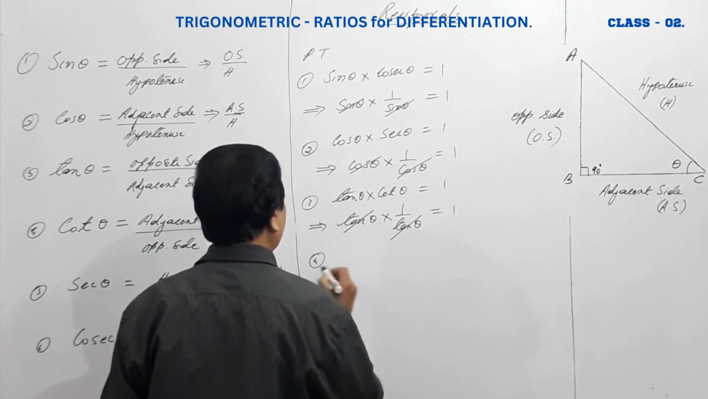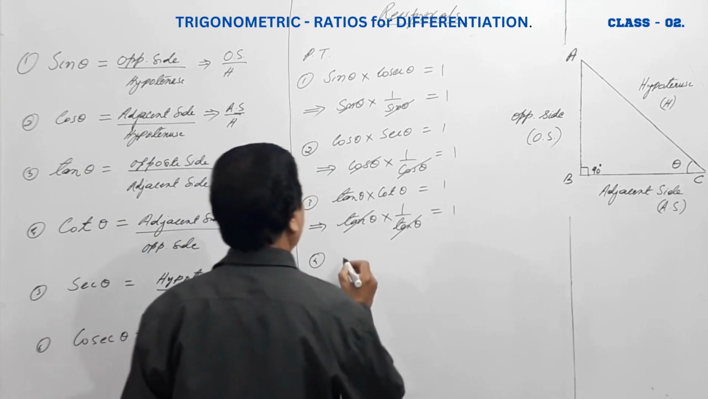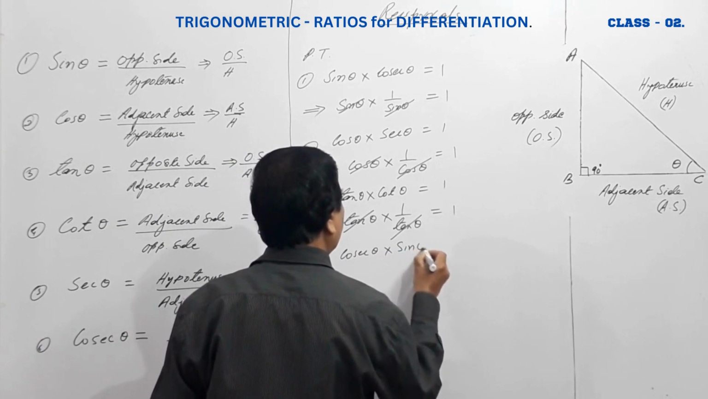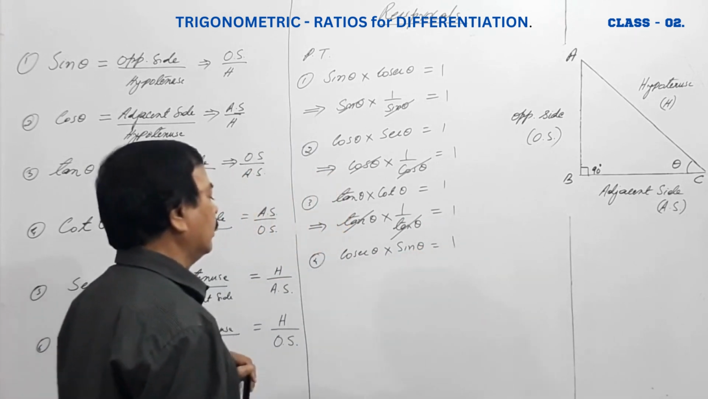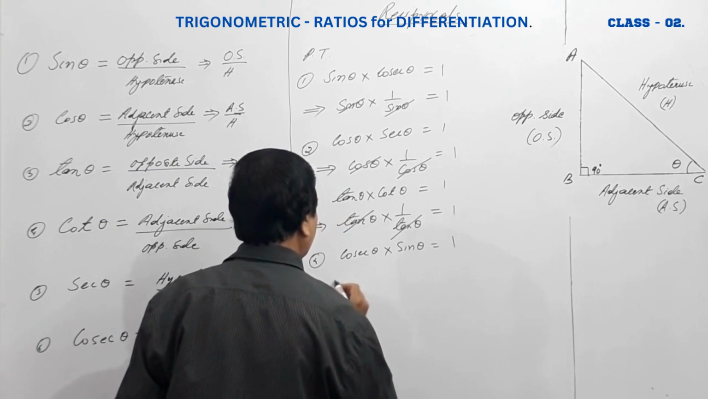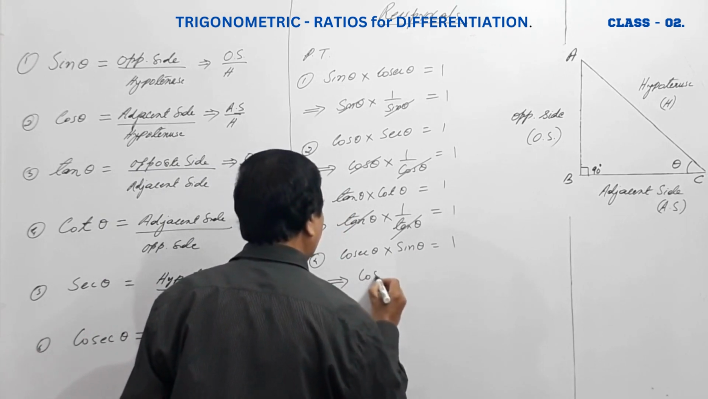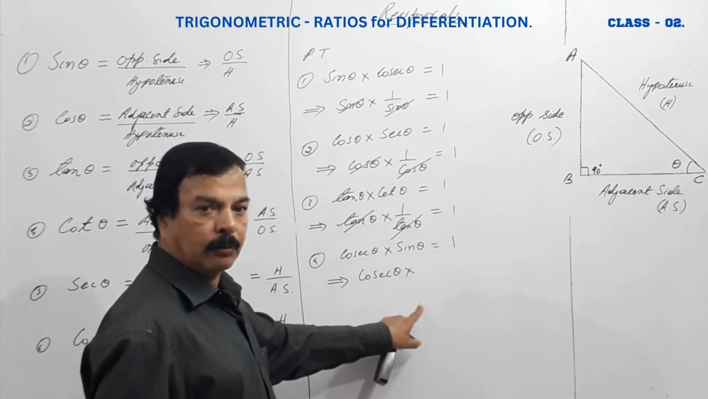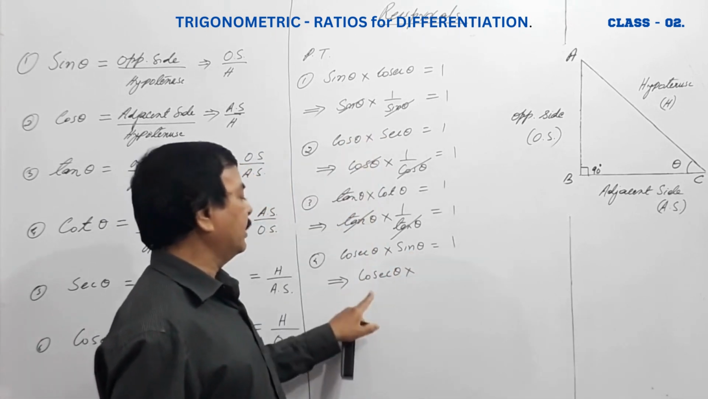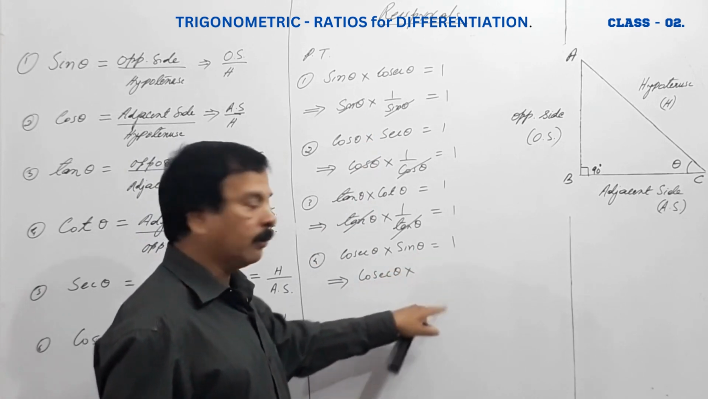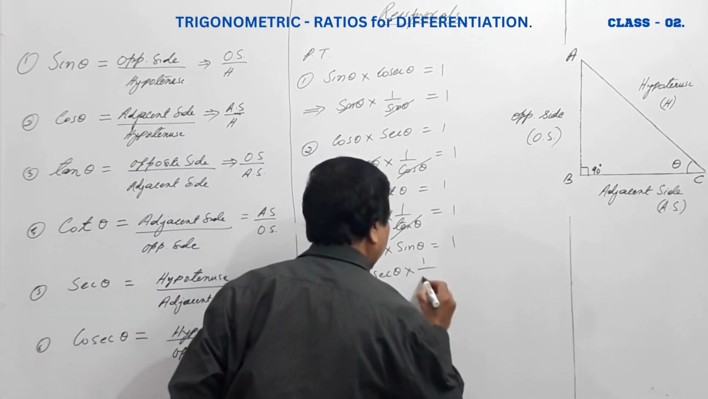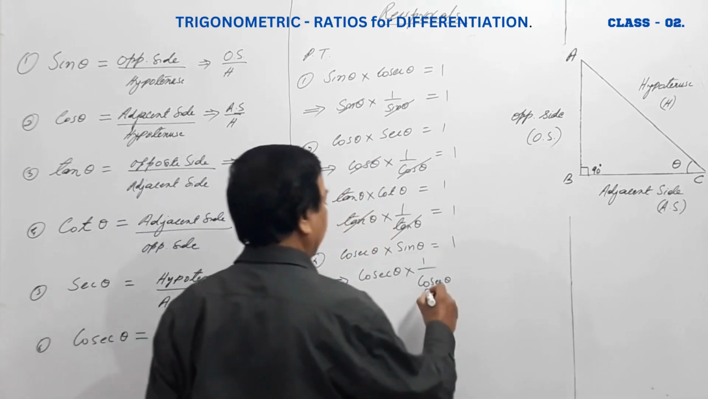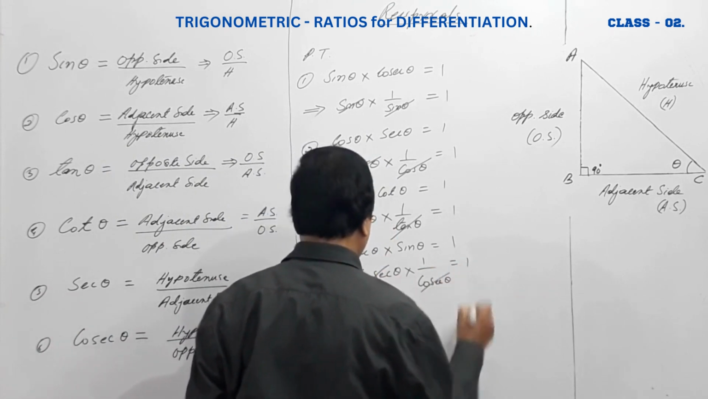Fourth case, prove that cosecant theta into sin theta equals to 1. So what I'll do is, I'll write cosecant theta into, what is sine? The reciprocal of sine is 1 by cosecant. So this becomes 1 by cosecant theta. So again cosecant cancels, you get 1.